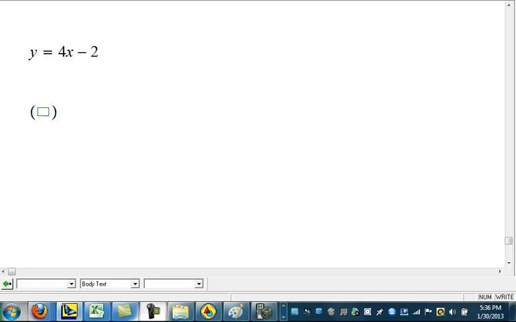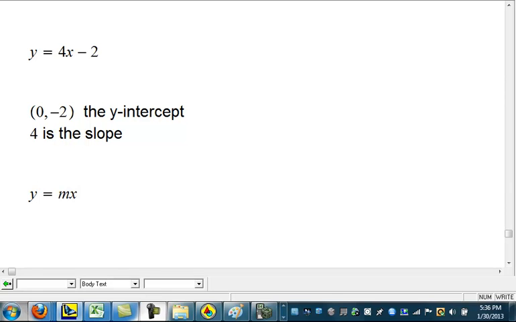Just by looking at this line, you can say (0, -2) is what? The y-intercept, right? And who is the slope? 4 is the slope, right? Everybody fine? Or in general, if I have y equals mx plus b, who is my slope? m is the slope, right? Everybody clear? And (0, b) is the y-intercept, right?